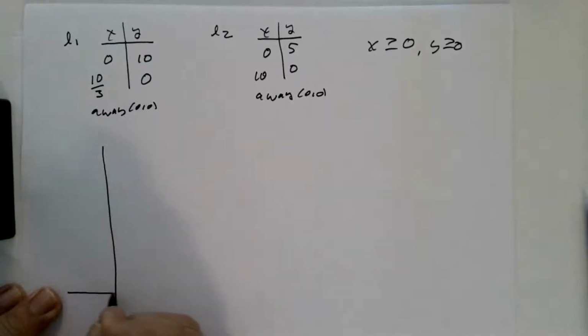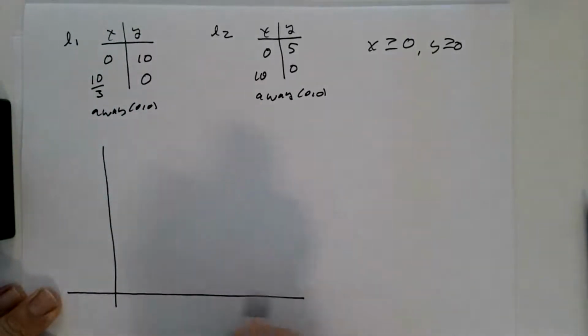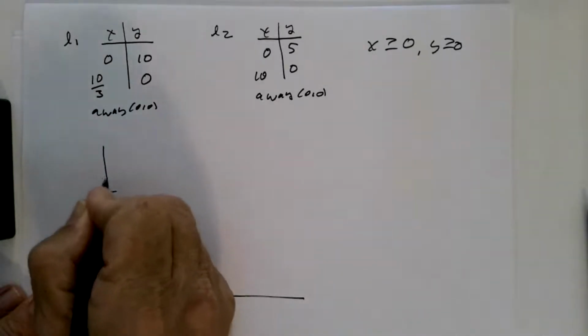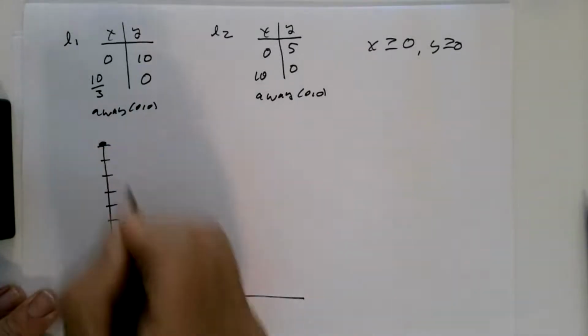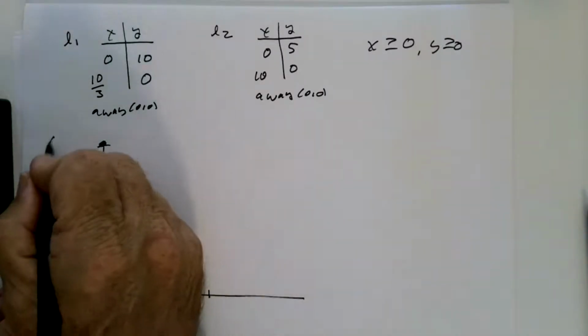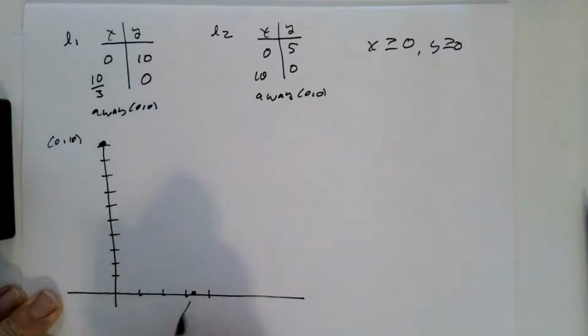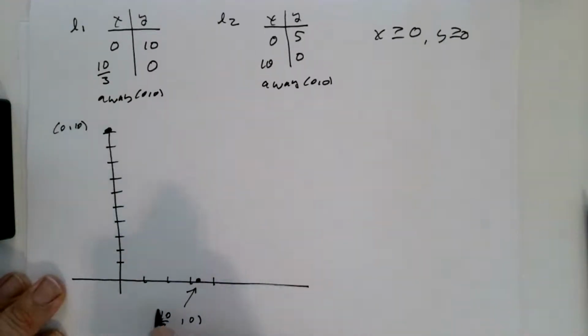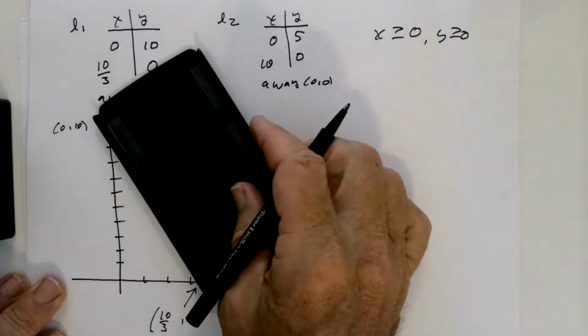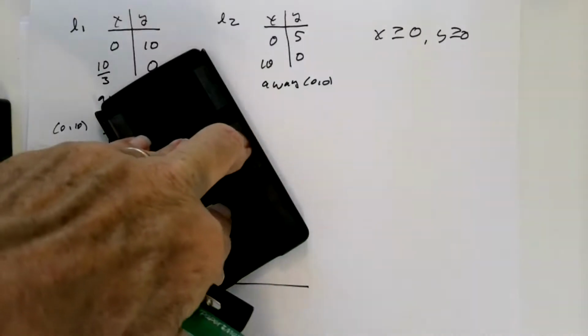Again, shading away, shading out. 0, 1, 2, 3, 4, 5, 7, 8, 9, 10. 1, 2, 3, 4. So there's about 10 thirds. There's about 0, 10. So we have this point here, which is 0, 10. We have this point here, which is 10 thirds, comma 0. And if we draw that in and we're shading out, so we'll go ahead and do that.